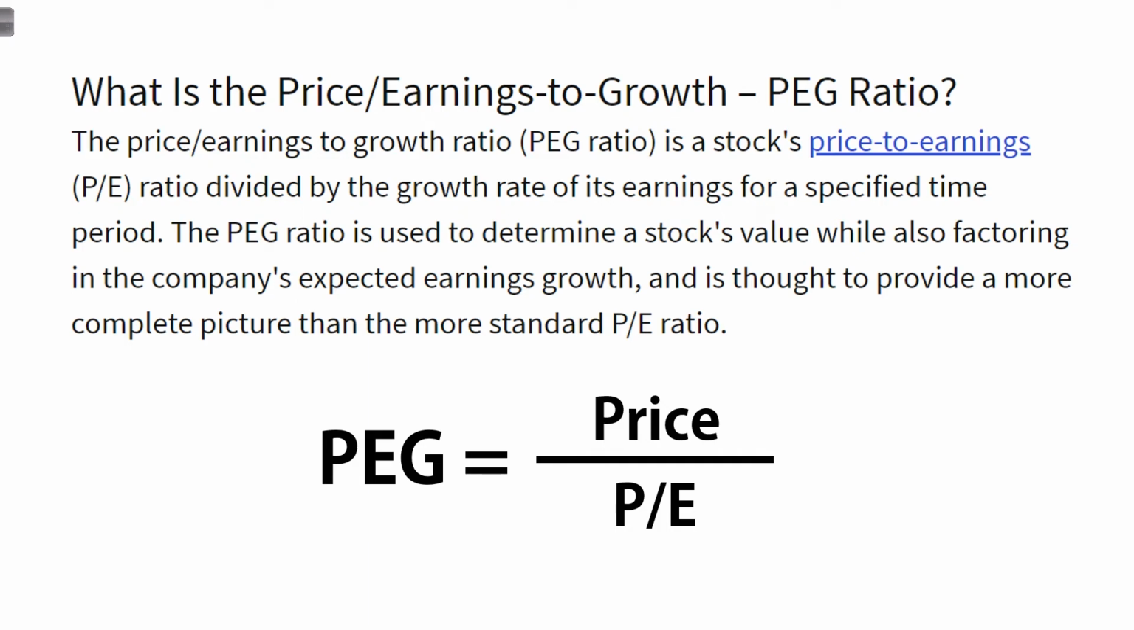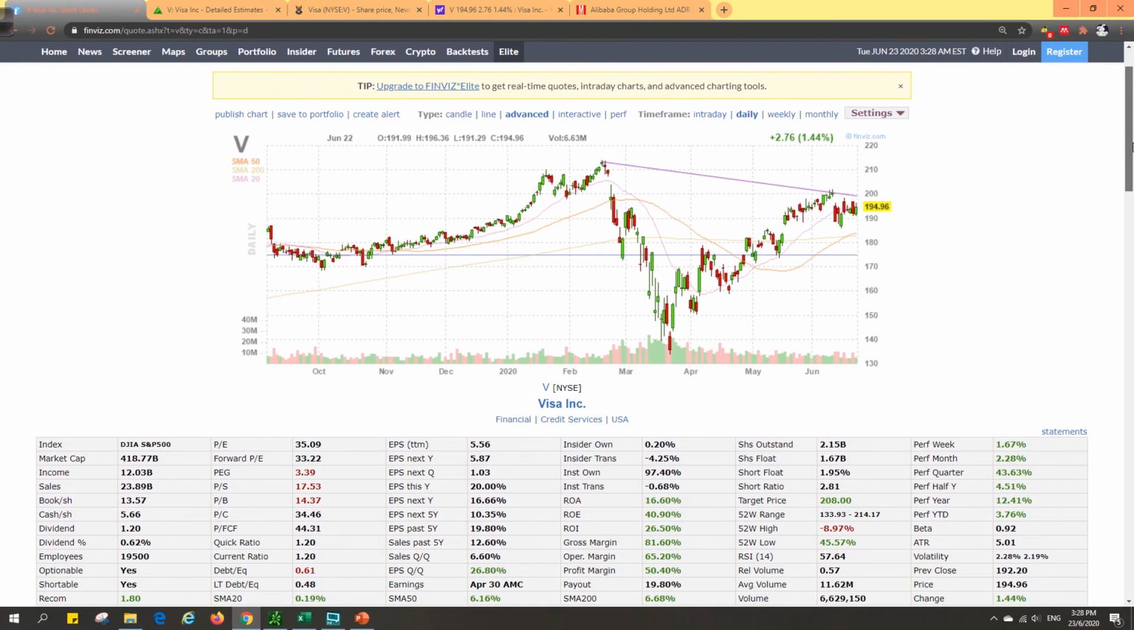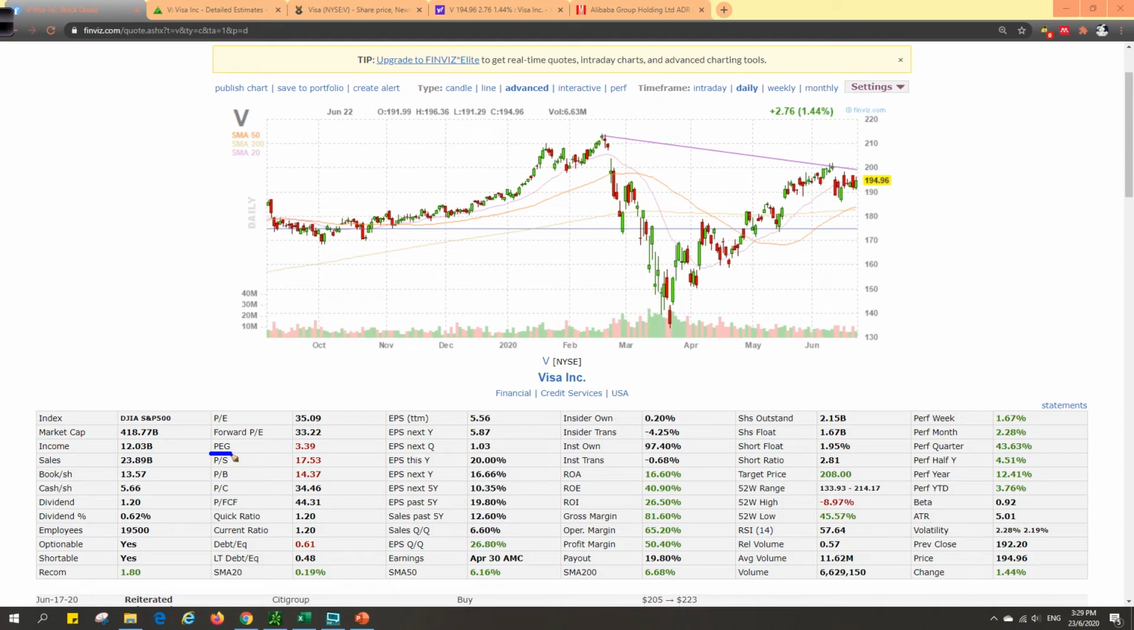That is the PEG ratio, or PEG ratio for short. It is simply the PE ratio divided by the growth rate of the company. This roughly follows the concept of the model that we use to calculate the intrinsic value, but in a much more simplified way. We can get this value from FinViz under the PEG column. So you can see that for Visa, it has a PEG ratio of about 3.39.